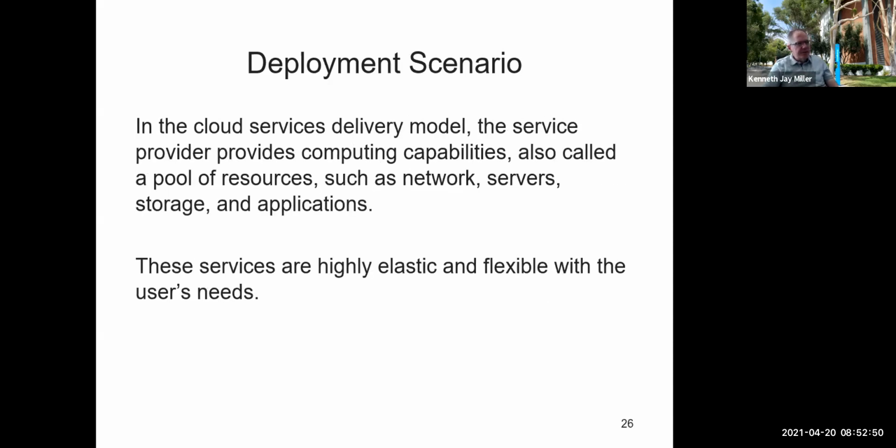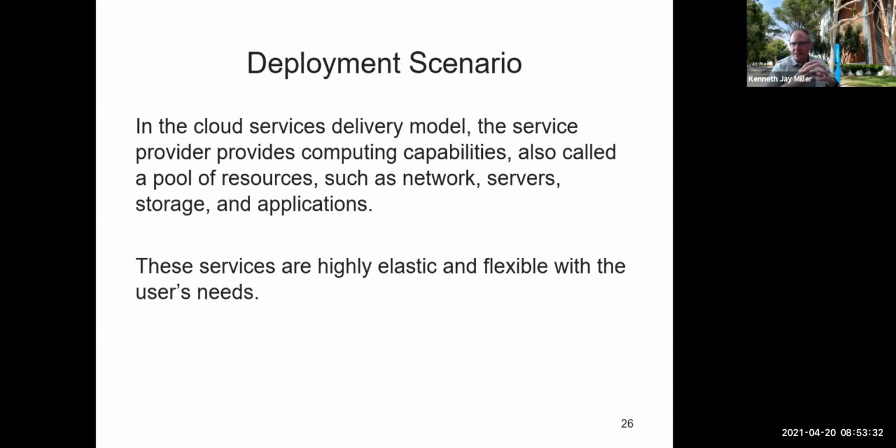Now, in the cloud services delivery model, the service provider provides computing capabilities, also called a pool of resources such as network service, storage, and applications. And these services are called highly elastic. Now, elasticity is a kind of newer concept. We always have used the term scalability, but normally when you scale up, it's not possible to scale back down, right?